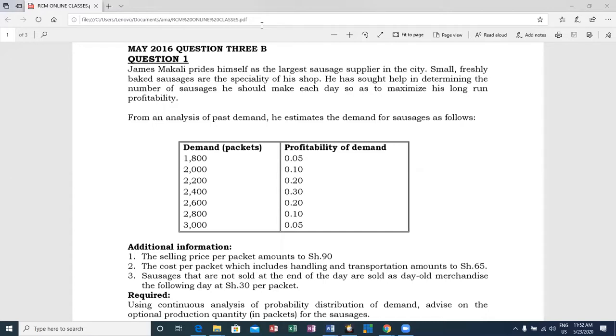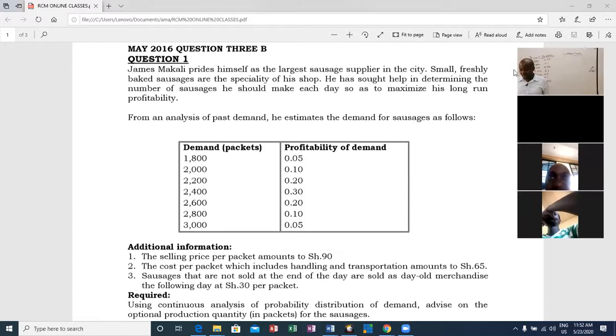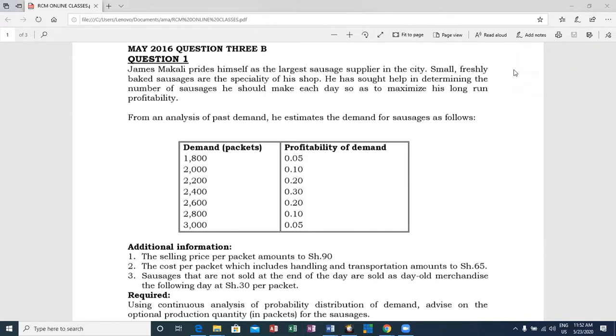So we are told here additional information. The selling price per packet amounts to 90. The cost per packet, which includes handling and transportation, amounts to 65. Sausages that are not sold at the end of the day are sold as day-old merchandise the following day when they have perished. At what cost here? 30 per packet.